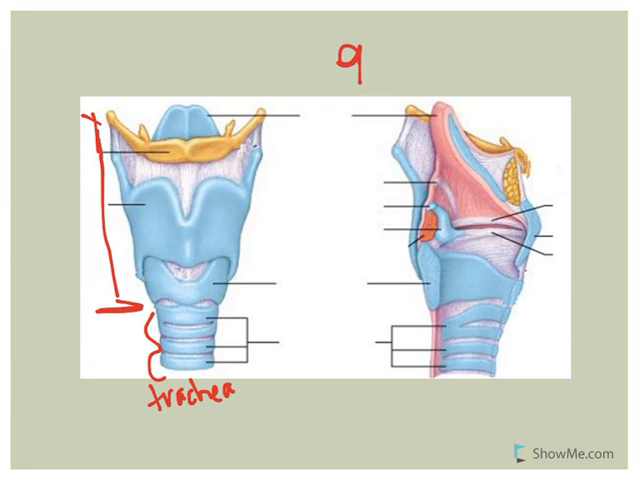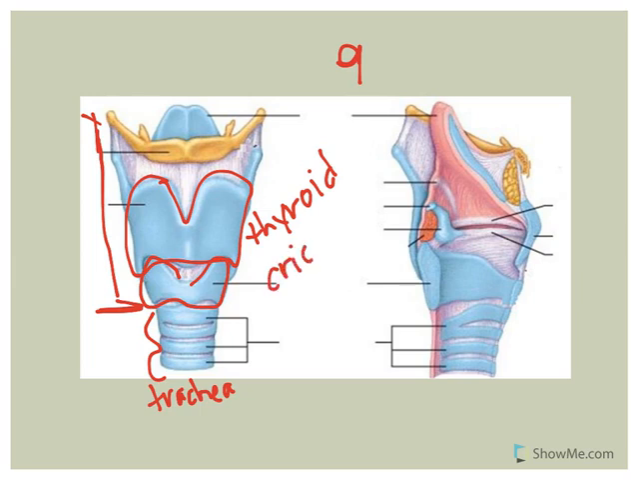So the first one, if we're looking at an anterior view of the larynx, this one here, the large one, is called the thyroid cartilage because of its proximity to your thyroid gland. So this is your thyroid cartilage. It's composed of hyaline cartilage. This bottom one here is the cricoid cartilage. It also is composed of hyaline cartilage.